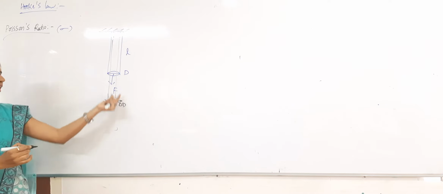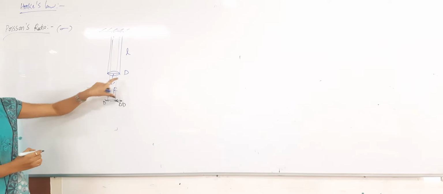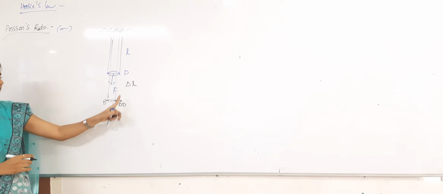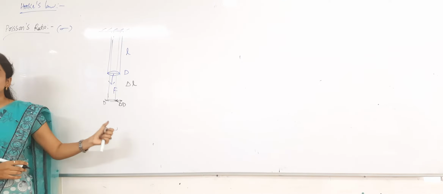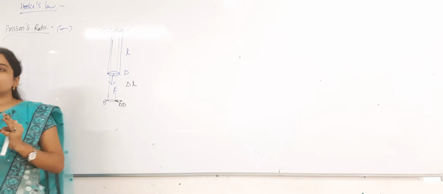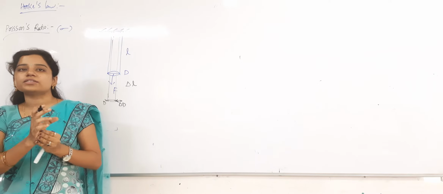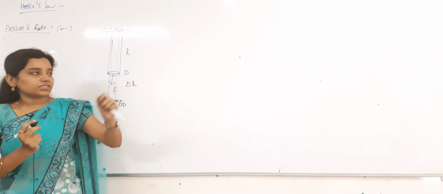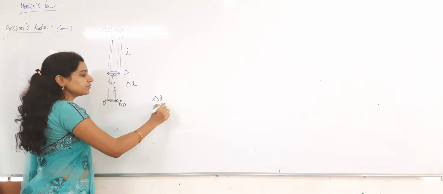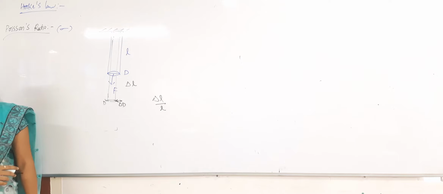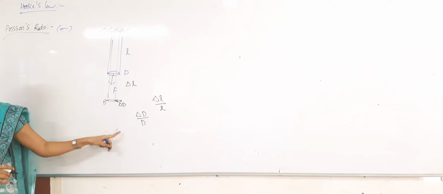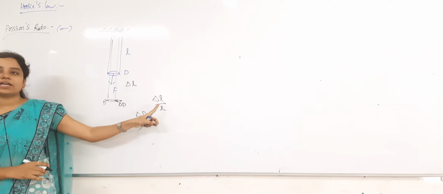So the change in the diameter is delta D, and the change in the length is how much here? Delta L. Delta L is the change in the length, and delta D is the change in the diameter. The strain produced in the diameter we will call lateral strain. This one is longitudinal strain, right? What is the longitudinal strain formula? Delta L by L. And lateral strain is delta D by D.